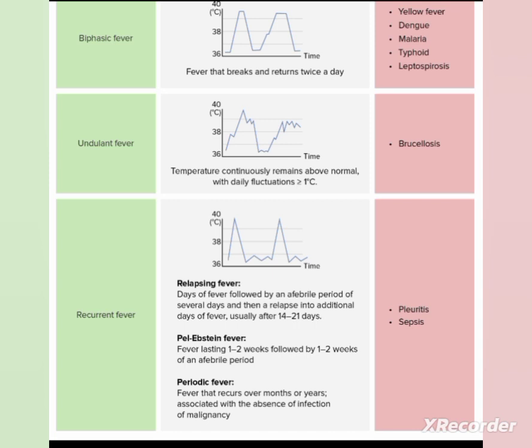So in recurrent fever, there are mainly three types of fever: relapsing fever, Pel-Ebstein fever, and periodic fever. Periodic fever occurs periodically. In Pel-Ebstein fever, there will be a period of fever for 1 to 2 weeks, then an afebrile period. Then relapsing fever means here there will be fever for a few days, then again an afebrile period, then again fever. So it will take 14 to 21 days. So that's regarding the recurrent fever.